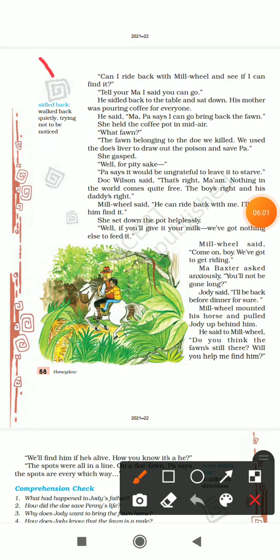Can I ride back with Millville and see if I can find it? Tell your ma I said you can go. He sidled back to the table and sat down. His mother was pouring coffee for everyone.